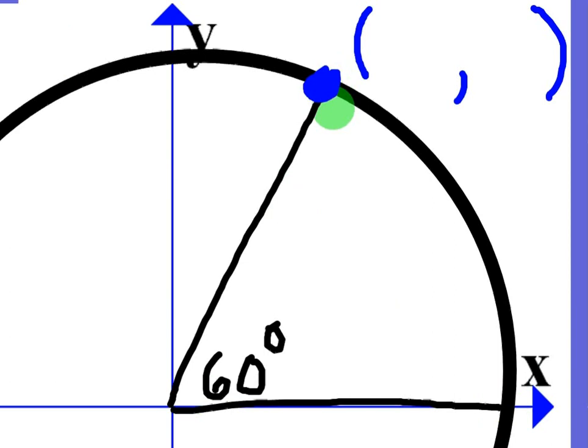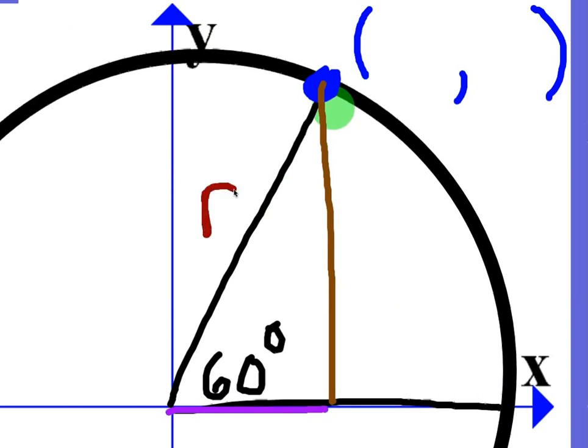So again, what we're going to do is just draw a triangle to figure that out. So we're going to go straight down to the x-axis. That's going to be our y value. So we'll make it brown, and then the x value will be the purple there at the bottom. And again, you can either label the radius as 1 or r. Since we've done this so much, I'm now just going to call it r, because it can be as big or small as it wants to be.